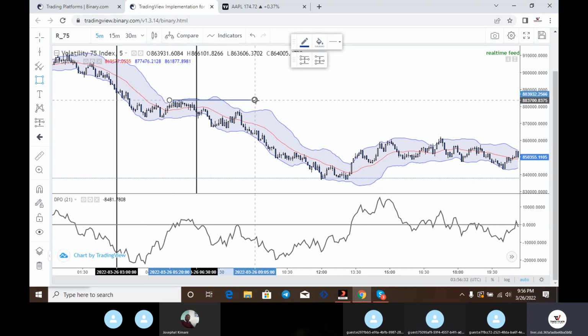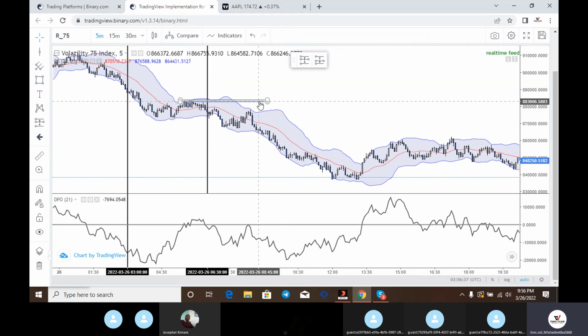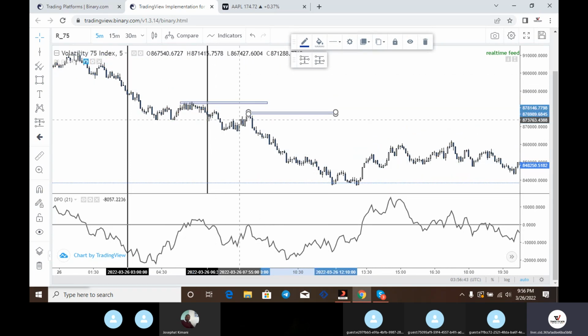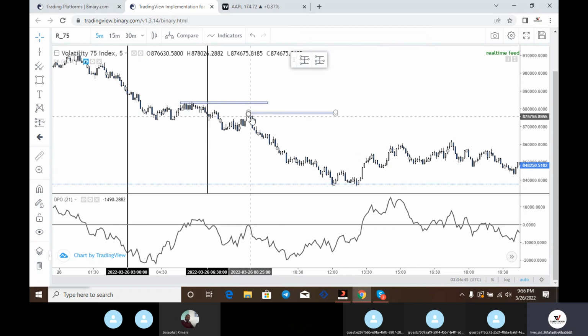Now the next point price hits the top Bollinger Band is at this point. Are you seeing this level? Yeah, so let's just hide our Bollinger Band, and then this is the point price hits the top Bollinger Band. All we have to do is confirm if DPO is still below the zero line. So in this case, yes, it is below the zero line, and then you take a sell trade again.